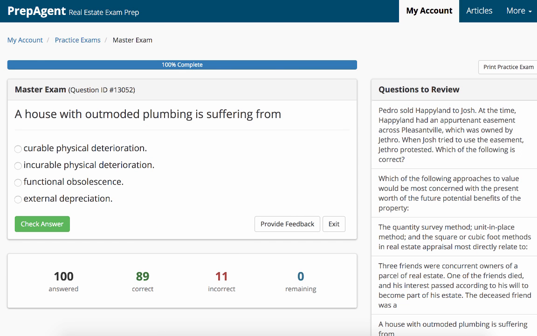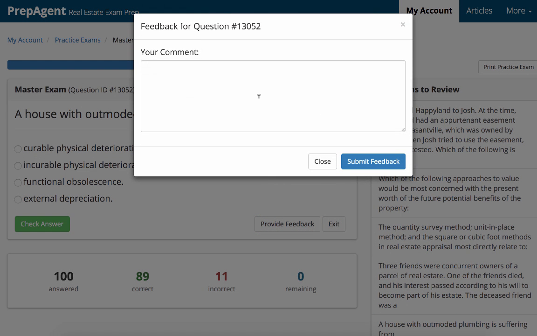A house with outmoded plumbing is suffering from... So I didn't know what the word outmoded meant. And I think it's supposed to be outdated. That's why I got it wrong. All right, well, that might be my bad. I'm going to put this into feedback.